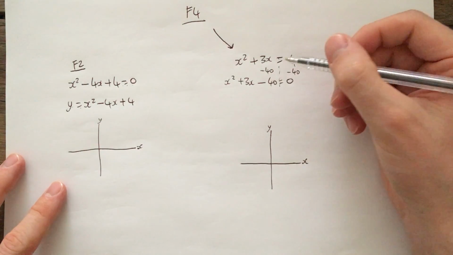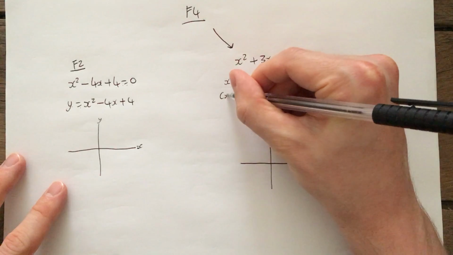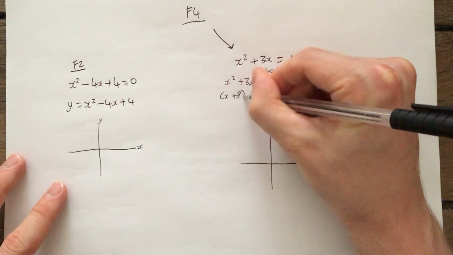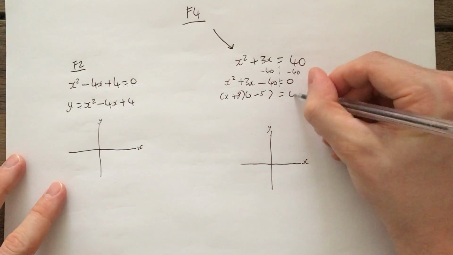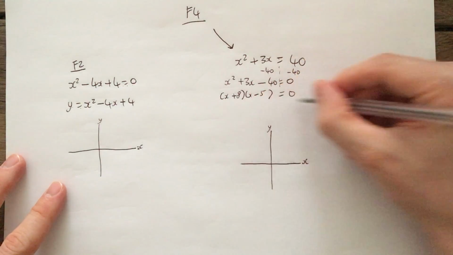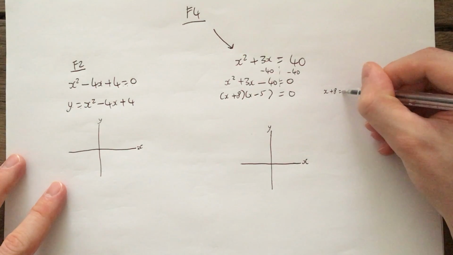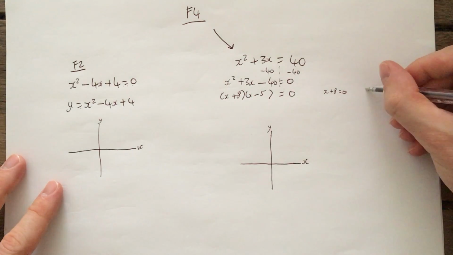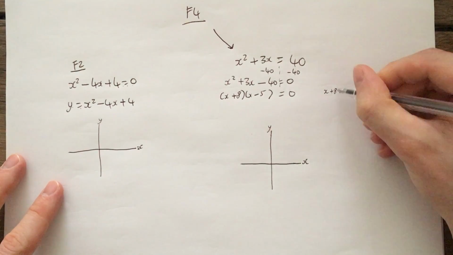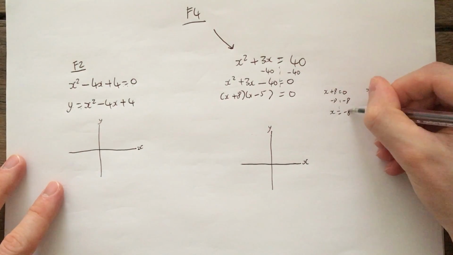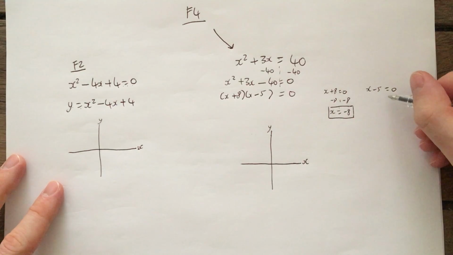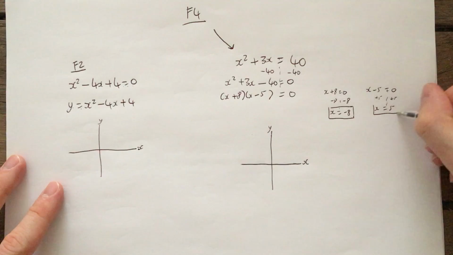I then say, well, can I factorise it? Yep, I can. It'll be x plus 8, x minus 5 equals 0. And then separately, I do x plus 8 equals 0, and I would do x minus 5 equals 0. I would minus 8 to both sides, so x would equal negative 8. And I would add 5 to both sides, so x would equal positive 5.